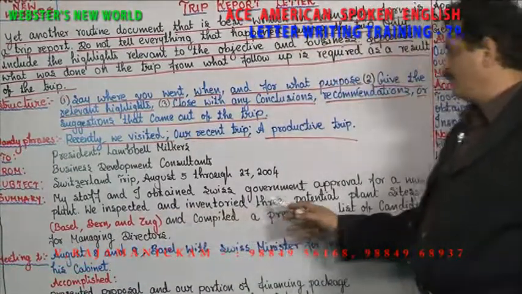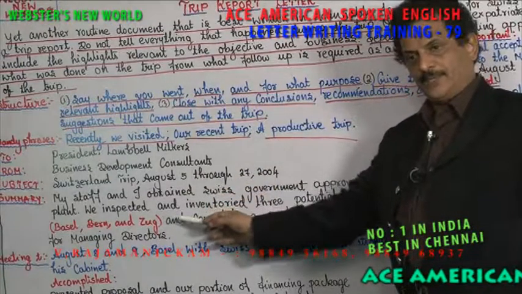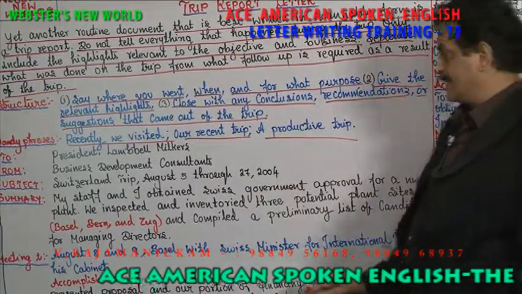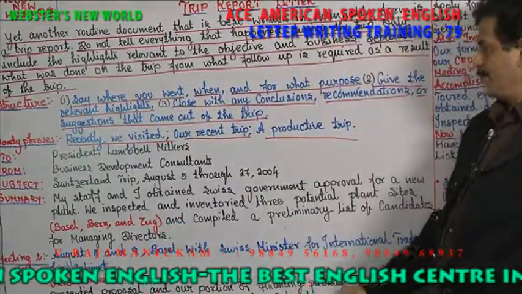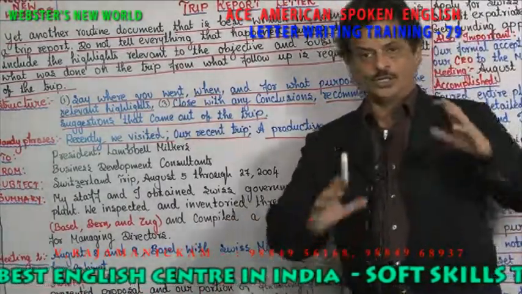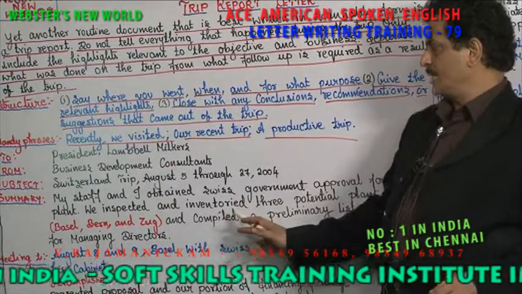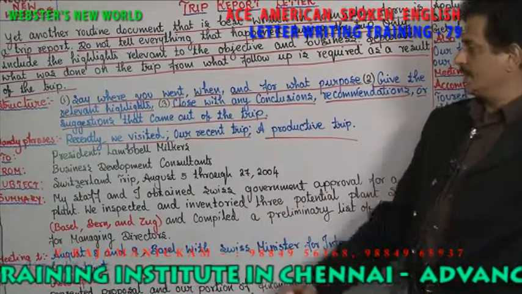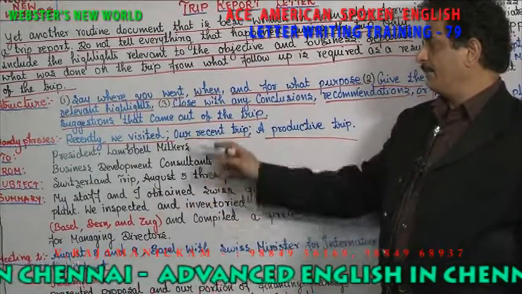We inspected and inventoried three potential plant sites. So we have seen three sites: one in Basel, one in Berlin, and one in Zug, and compiled a preliminary list of candidates for managing directors. So we have already arranged certain managing directors to manage the firm in Switzerland. They got the approval from the Swiss government to start the business. These people are business development consultants, and they are writing a letter to President Lambert Milkers.